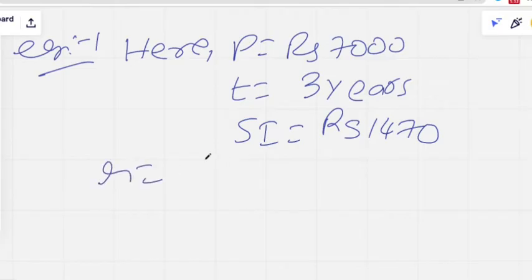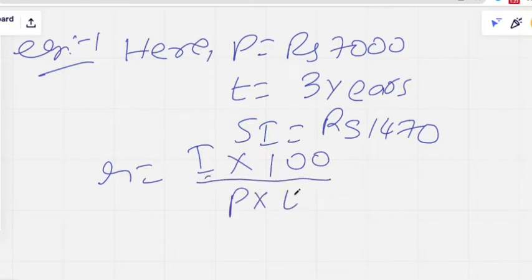We do have a formula for rate of interest, that is interest into 100 by p into t. That's what I'm saying, if we have three variables it is easier for us to calculate the fourth variable. If you substitute the values we have, the answer is going to be 1470 into 100 by 7,000 into 3. If you calculate, the answer is going to be 7% per annum. So do take a lot of examples to get a clear idea.